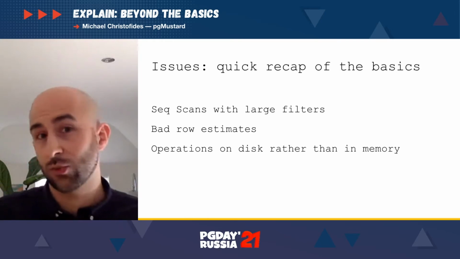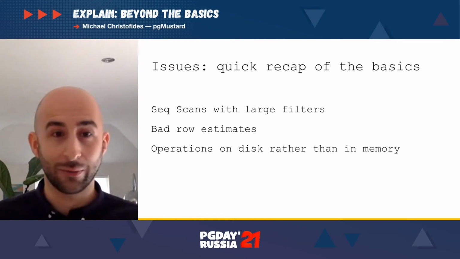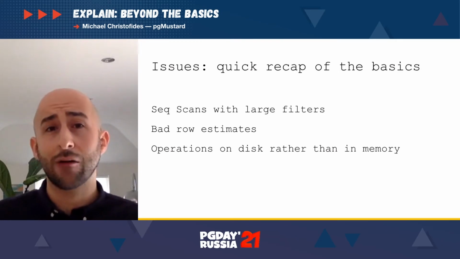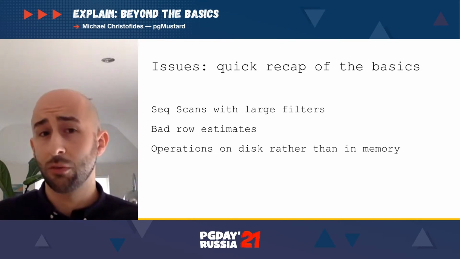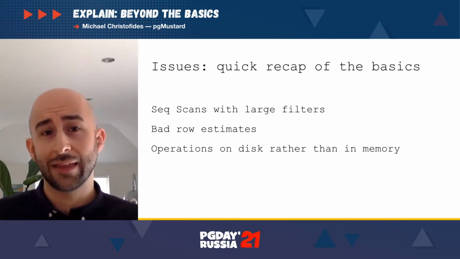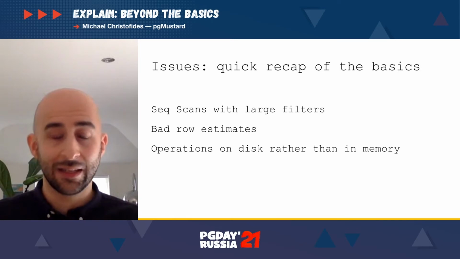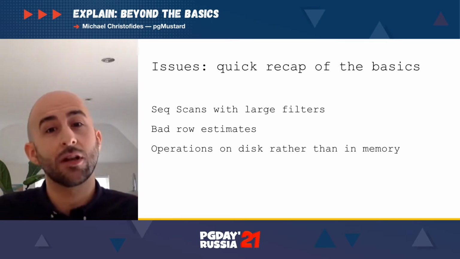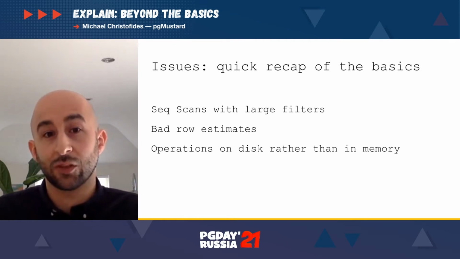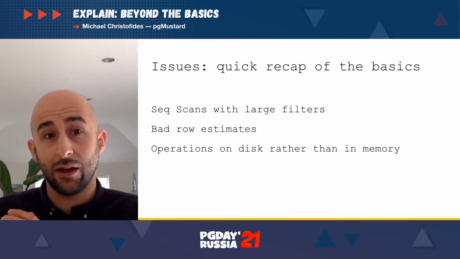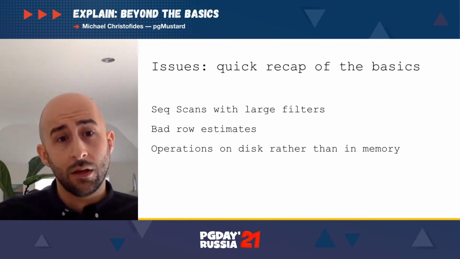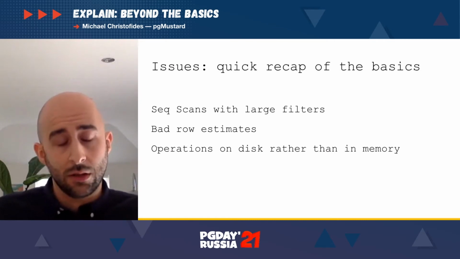They're the fastest way of getting most of the rows from a table. It's only if you filter, or you'll later filter down to a much smaller subset of those rows, that it makes sense to think about indexing. So I would recommend looking out for those large filters, specifically on any operation, not necessarily just on sequential scans. And we'll look at an example of that in a moment.